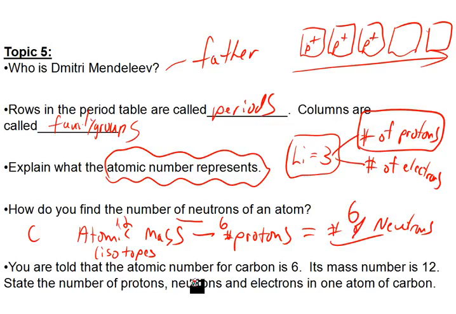You're told that the atomic number of carbon is 6. Its atomic mass is 12. State the number of protons, neutrons, and electrons. I just did that for you. Let's go on.